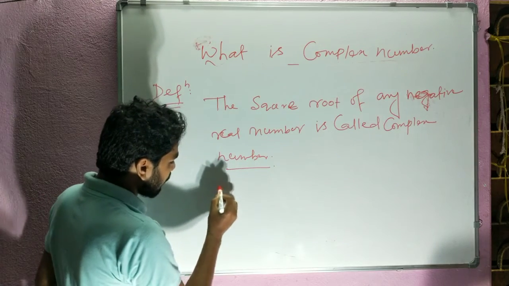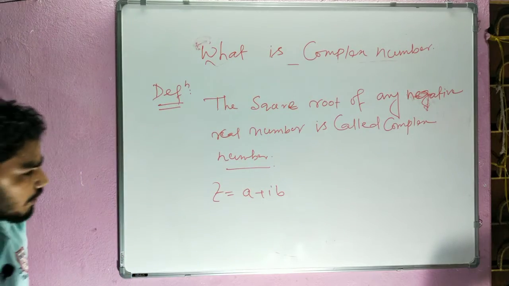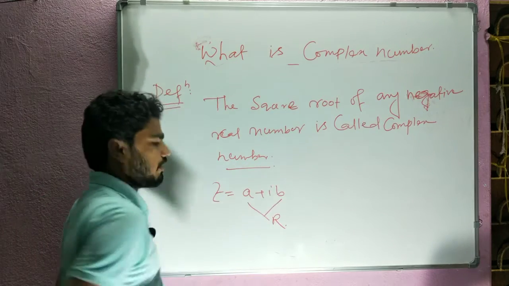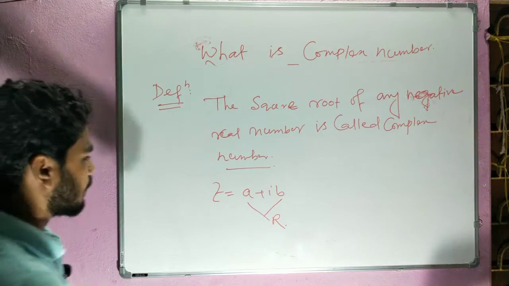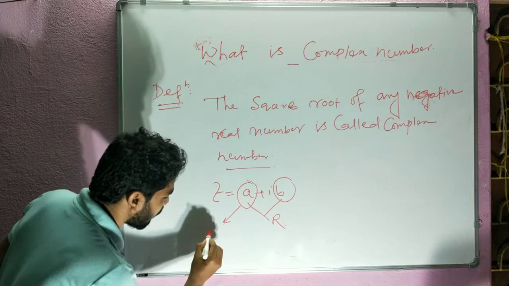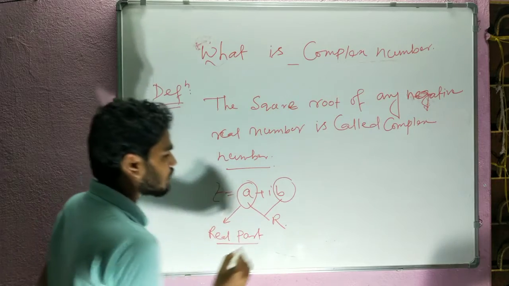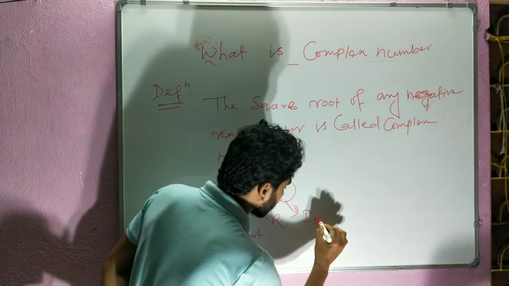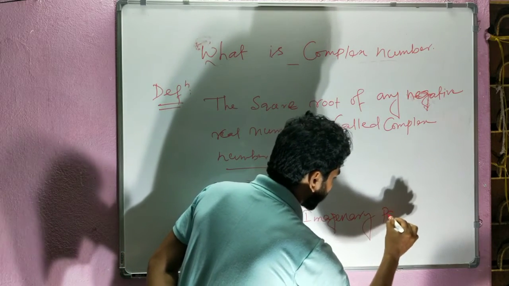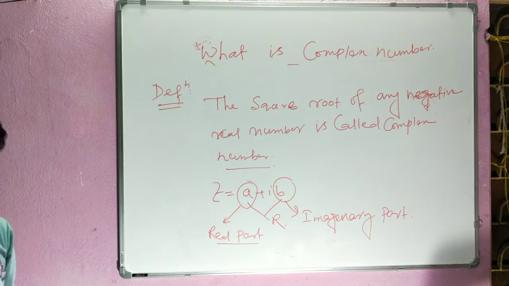A complex number is represented as z equal to a plus ib. This is the general form. What are a and b? a and b are real numbers belonging to R. This part is called the real part of the complex number. This part is the imaginary part of the complex number. This is the complex number form.